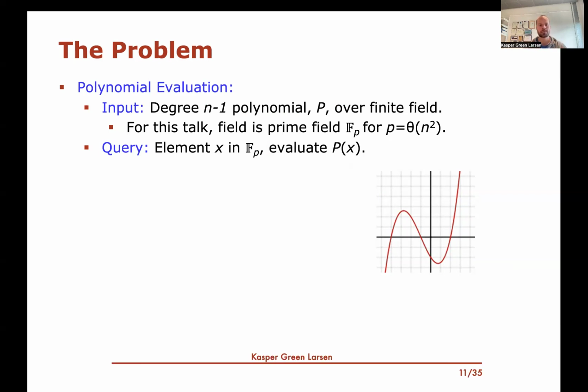A query to this data structure problem is just an element in the finite field, an x in Fp, so a number between 0 and p minus 1. And the answer to the query is p of x. This is what the data structure has to compute, right?